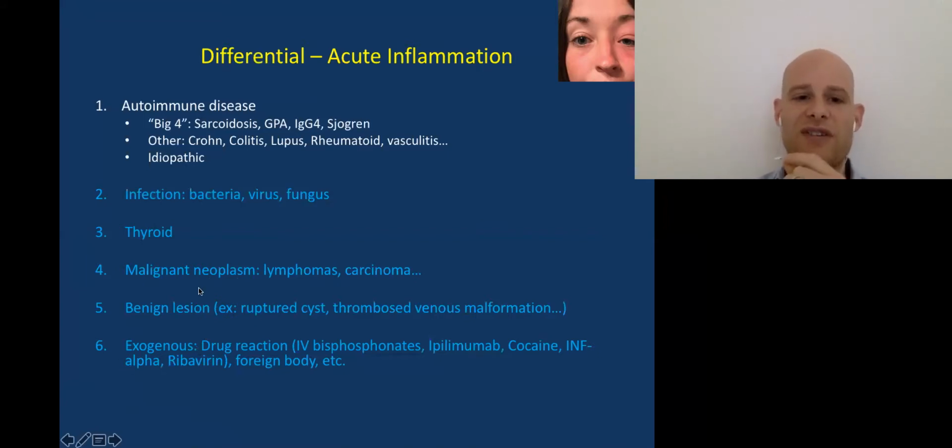We looked at our 5 signs of infection. So infection is now really highly unlikely. And we're looking at autoimmune disease. But because it is acute, remember I said that because it is acute, it's very unlikely to be sarcoidosis, GPA, IgG4, or Sjogren's. Instead, it's most likely to be idiopathic or any other autoimmune process.